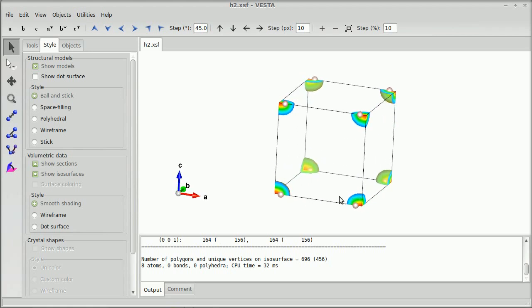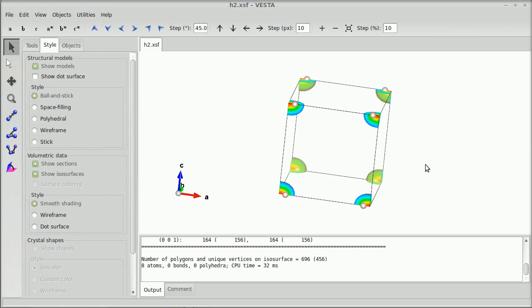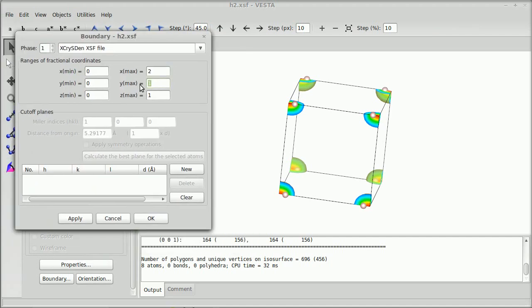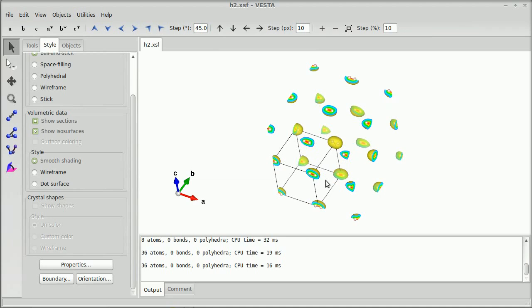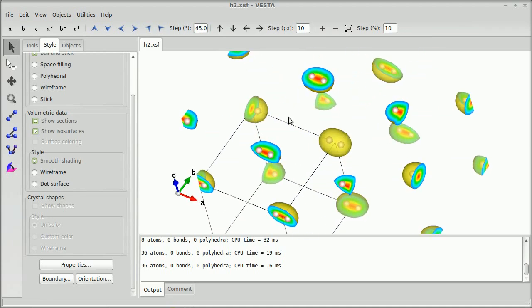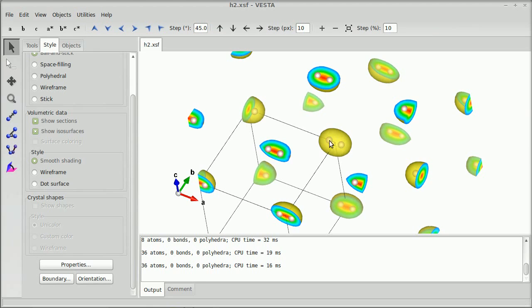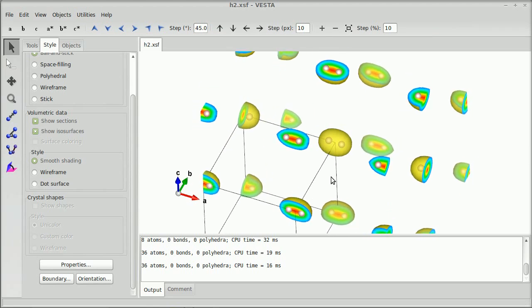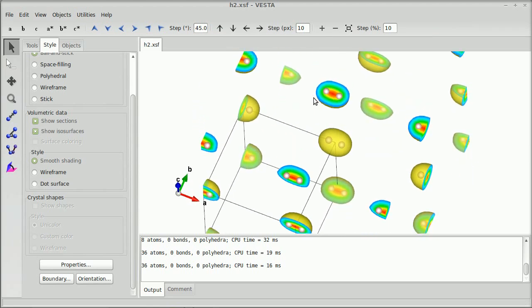It looks a bit weird, but that's because this is the primitive cell and it will be repeated. If you want to have it bigger than the primitive cell, you can go to boundaries and increase the maximum. So what I do is just double the cell in each direction, x, y, z, apply, okay, and you can see that here I have the density around my 2 hydrogen atoms, and you can see that I have a box of 10 Bohr around each pair of hydrogen atoms, and those are cuts into the density. So you can see that the density is mainly located between the 2 hydrogen atoms.